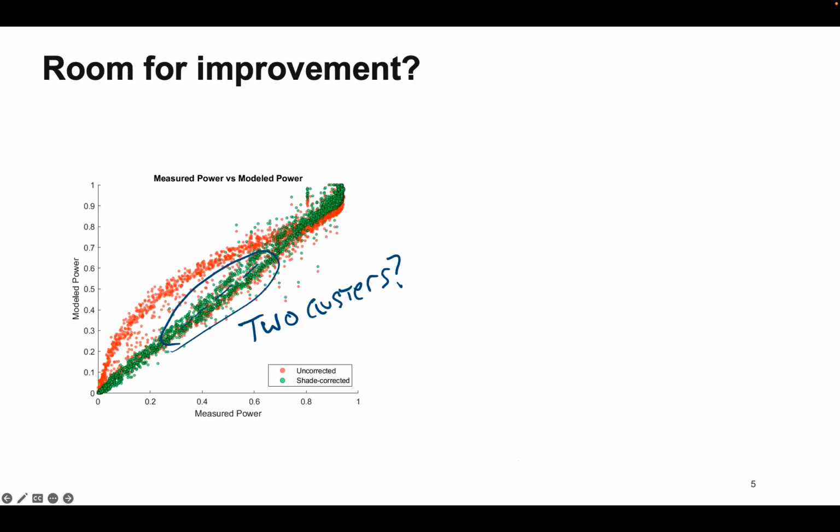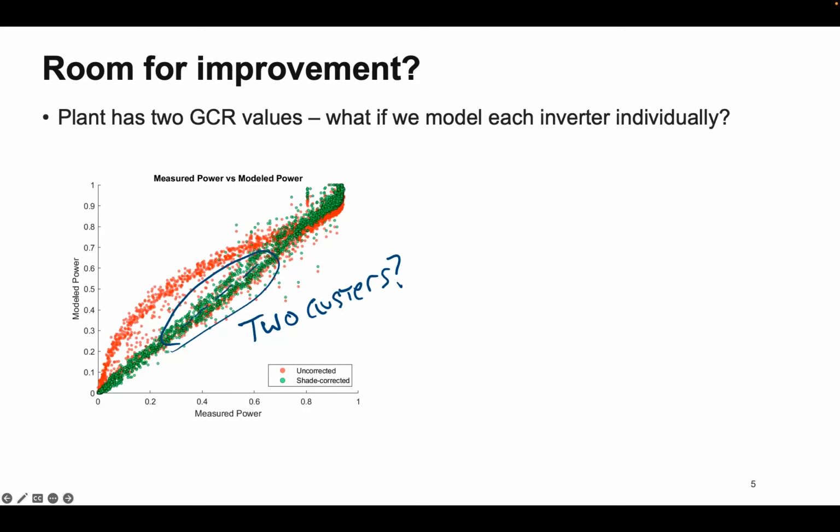So what am I talking about now? Well, looking at room for improvement. So one thing that we noticed is what looked like two clusters in our shade-corrected modeled power. And the particular plant that we were using for testing all of this has two different ground coverage ratios within the plant. Some inverters have a high GCR, some have a lower GCR. So we thought, well, what if we model each inverter individually and then aggregate them?